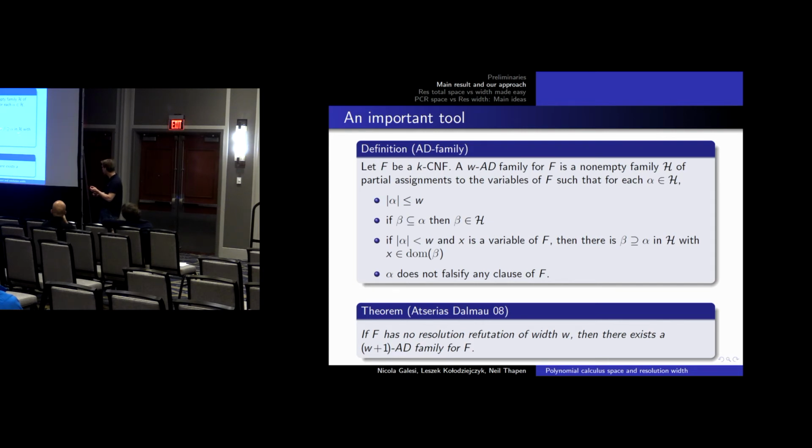Then I can extend it to another beta in the family that does assign X, and all of these truth value assignments in H never falsify any clause. So as long as we're in small width, I can always come up with an alpha that satisfies everything you've seen so far. This is somehow the intuition, okay? And in fact, this is an exact characterization. There is no resolution refutation in width W if and only if there is a family with parameter W plus 1. But this is like a paper, so this is not supposed to be obvious.